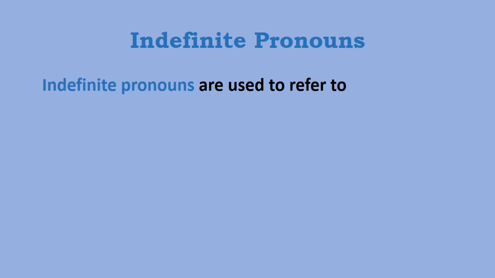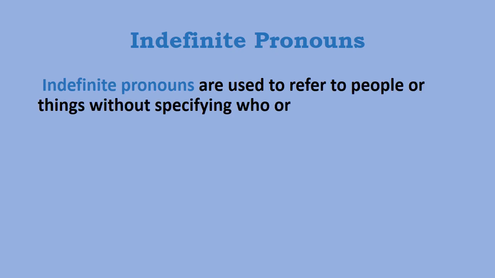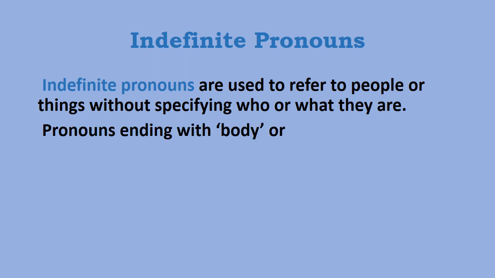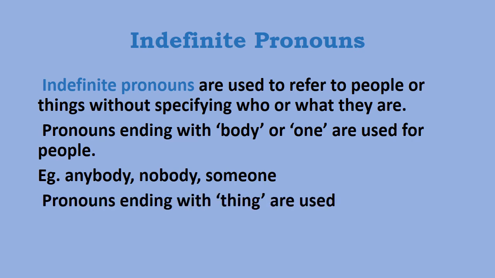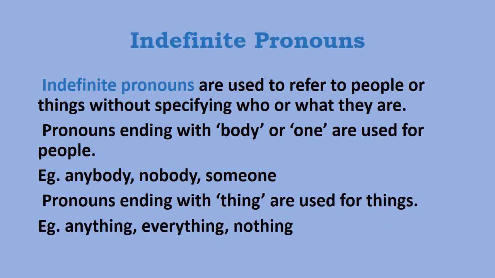The next type is the indefinite pronoun. As the name suggests, it is indefinite. Indefinite pronouns are used to refer to people or things without specifying who or what they are. It won't specify who the person is or what the thing is. Pronouns ending with "body" or "one" are used for people, for example, anybody, nobody, someone. And pronouns ending with "thing" are used for things, for example, anything, everything, nothing, etc.